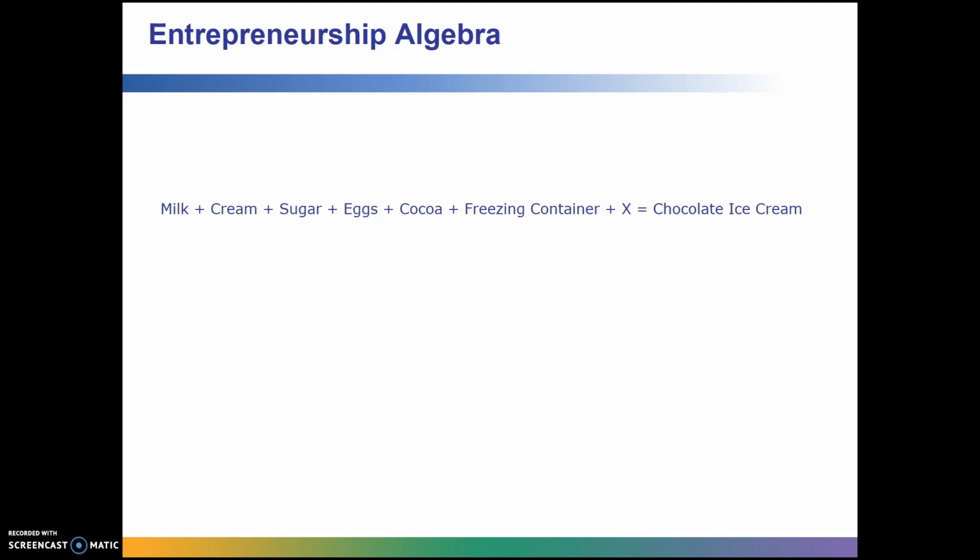So today, we're going to go ahead and get started with some entrepreneurship algebra to change things up a little bit for Lesson 4. In a couple moments here, I'm going to have you pause the video and think about this question. It says milk plus cream plus sugar plus eggs plus cocoa plus a freezing container plus X equals chocolate ice cream. I want you to take a couple seconds to think about what X could be. Go ahead and pause, think about it, and we'll resume.